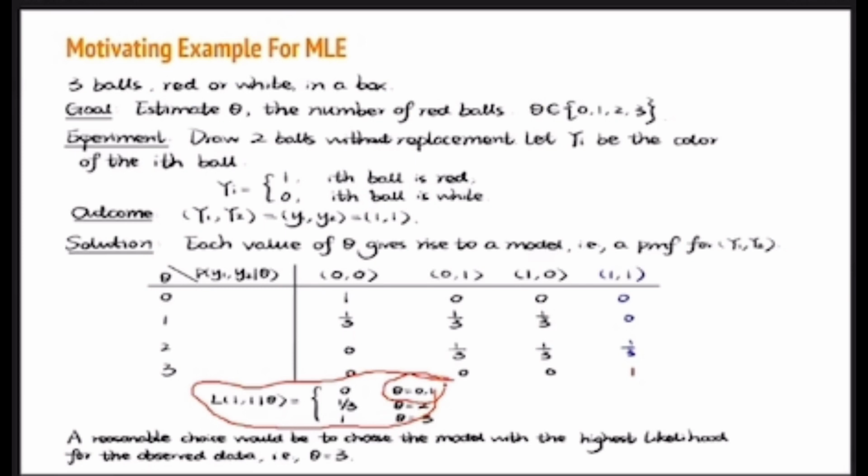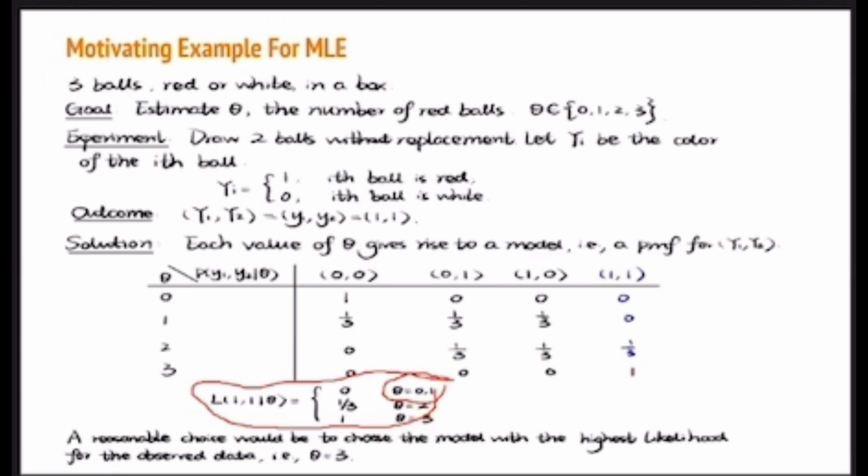But you know what? A reasonable choice would be to choose the model with the highest likelihood. That's why we call it maximum likelihood. We want to choose the highest likelihood for the observed model, which is theta equal to 3, at the highest likelihood, like the highest values of theta.